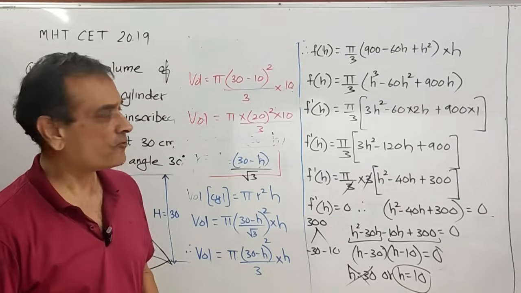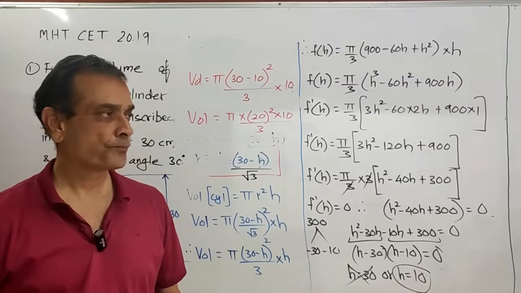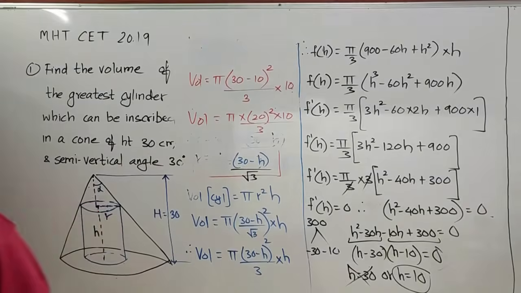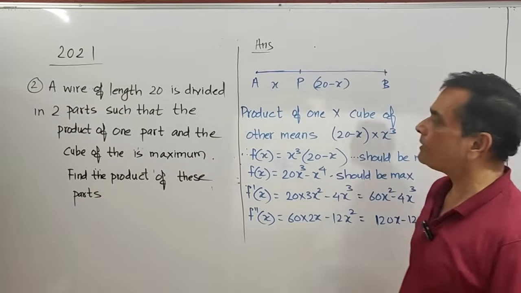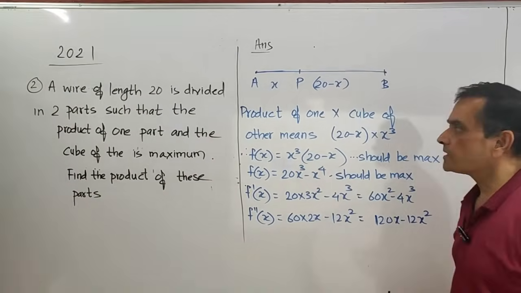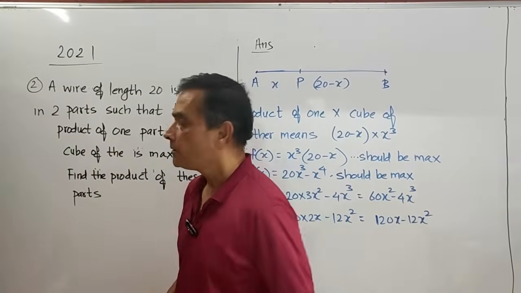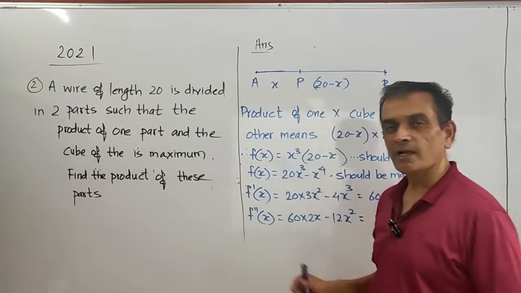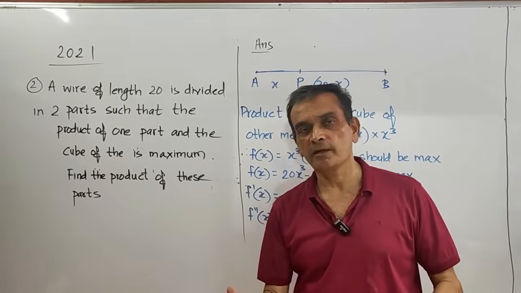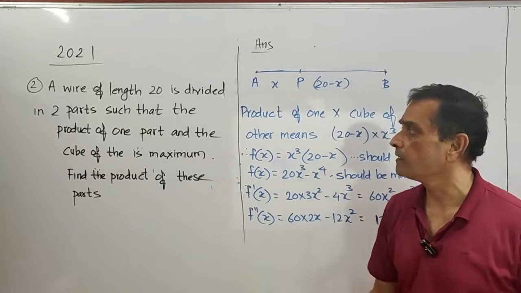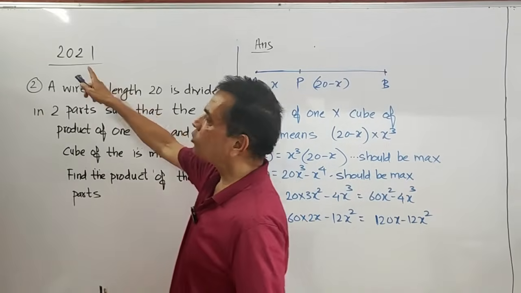One more sum from Maxima Minima. Okay, so this is the second sum from Maxima Minima. This is a much simpler problem due to fewer calculations. There is no cylinder inside a cone or cone inscribed in a cylinder here. It was asked in 2021.